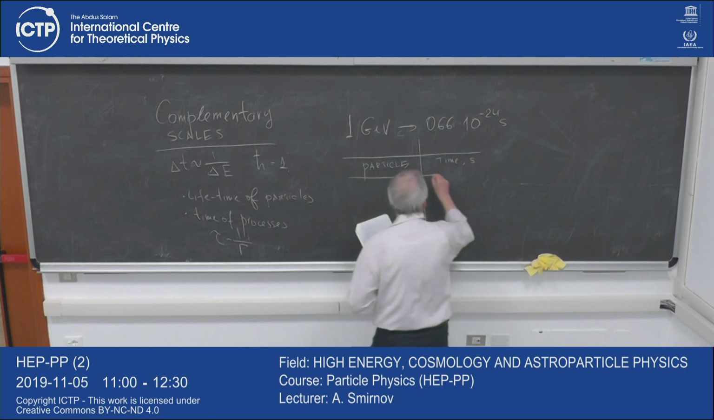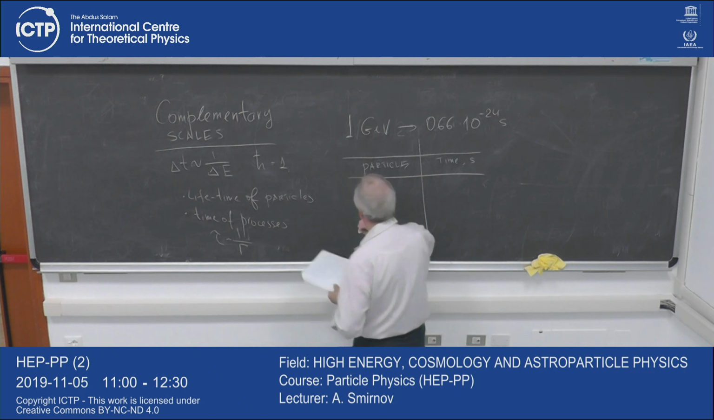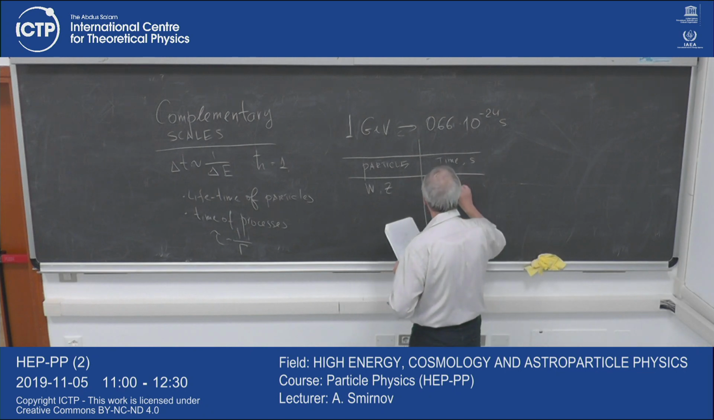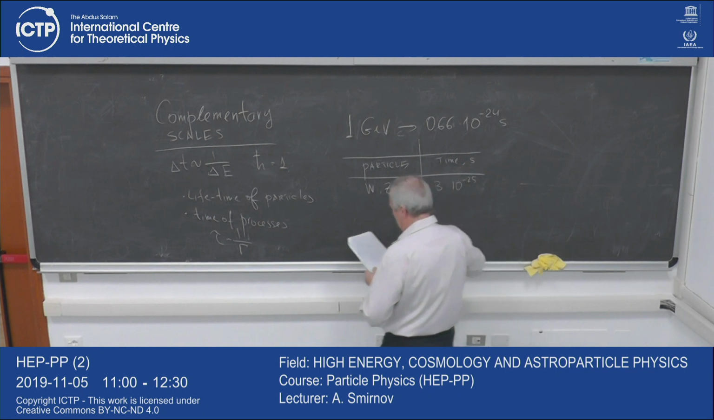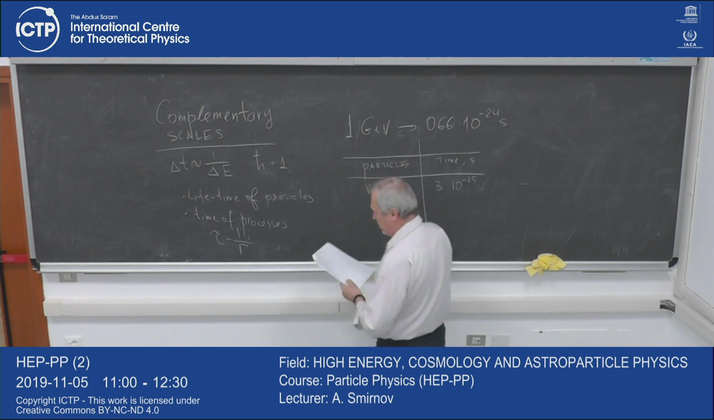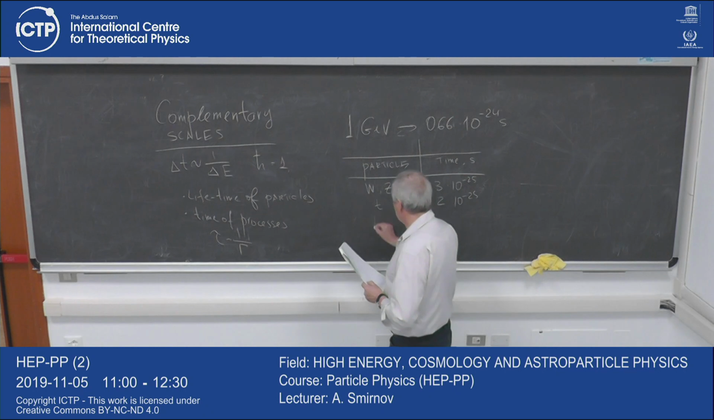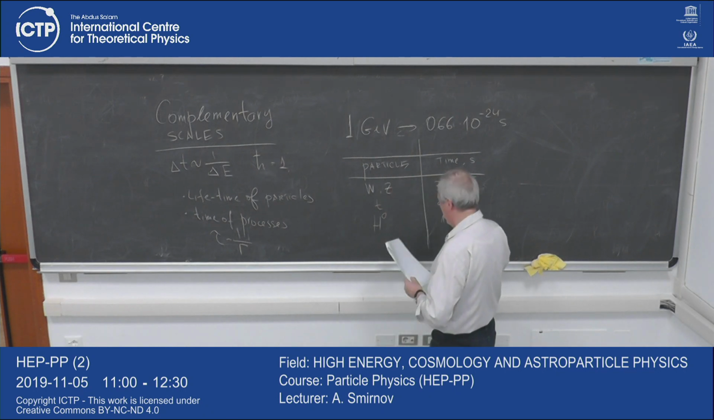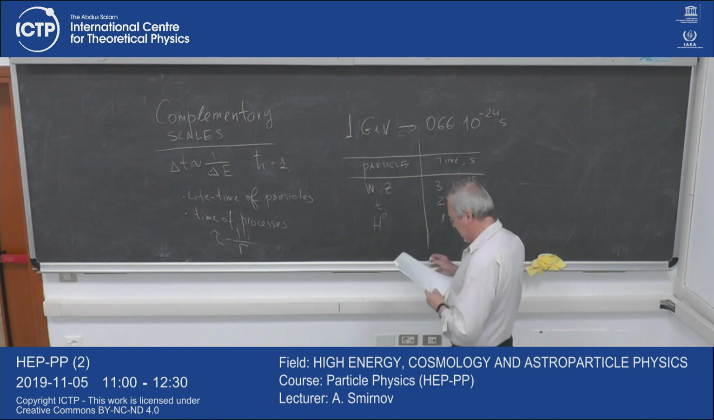The shortest lifetimes are for W and Z bosons. These are heavy particles which mediate weak interactions, and the lifetime is around 3×10^-25 seconds. Now, the top quark, the heaviest quark we know, is 2×10^-25 seconds. Higgs boson, as I mentioned already, is 1.6×10^-22 seconds.